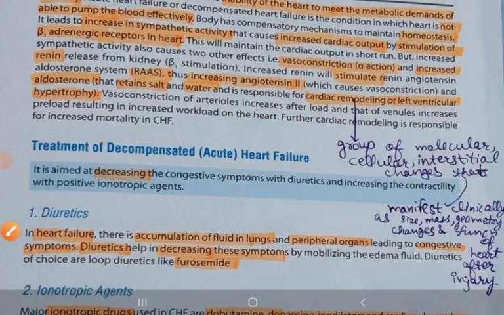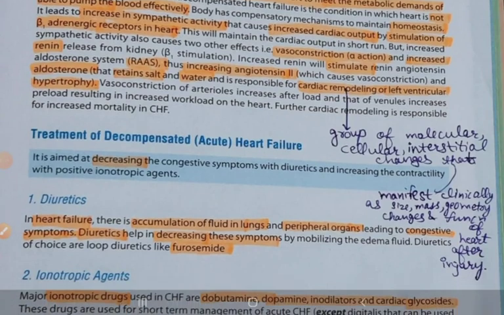Cardiac remodeling is the group of molecular, cellular and interstitial changes that occur clinically, and the size, mass and geometry change after the injury of the heart.